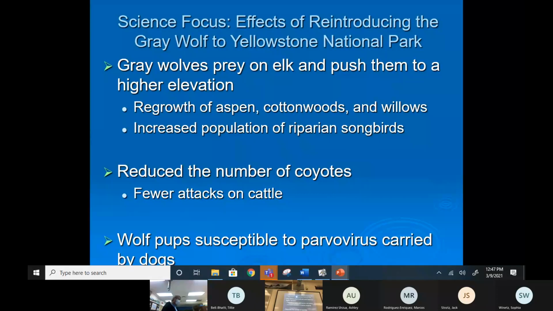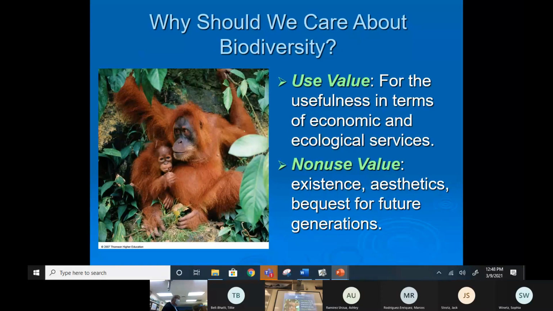Okay, there are more details about that whole story, but I want to get on to the big picture. So, why should we care about biodiversity?